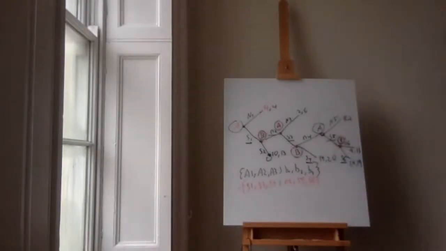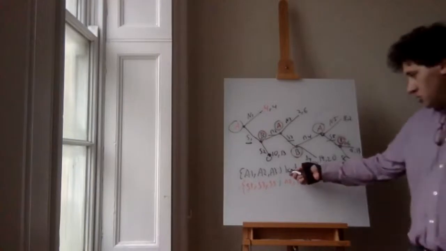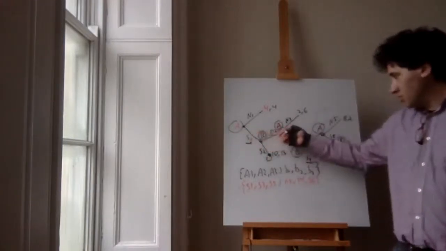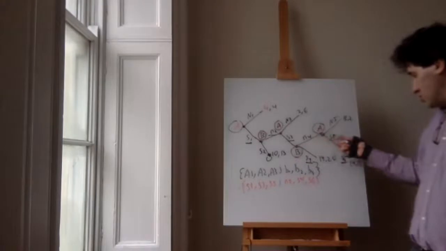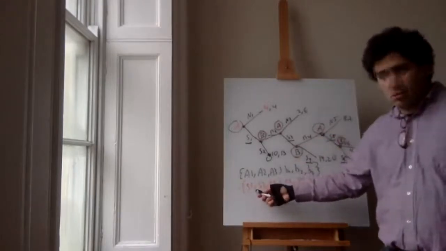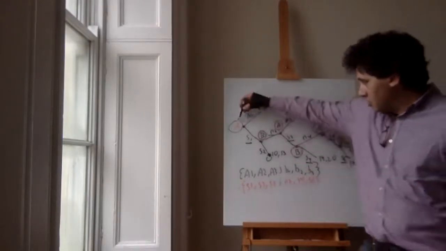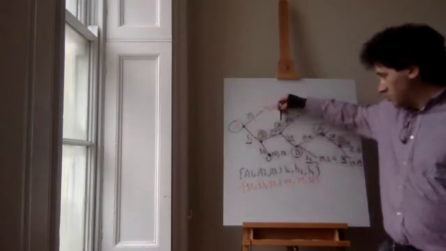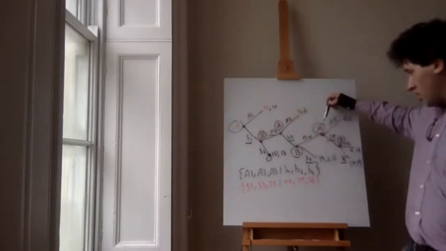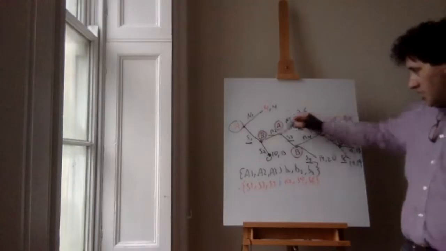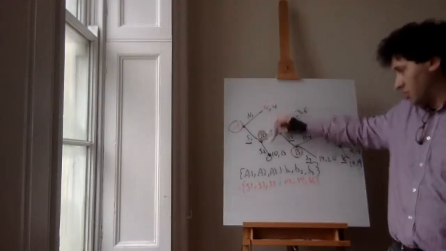First of all, does this specify a complete contingent plan? Well, yes, it does. And you see, in every possible place where a player has the move, this is telling him or her what to do. So A has the move here. Does it tell her what to do? Yes. A has the move here. Does it tell her what to do? Yes. A has the move here. Does it tell her what to do? Yes. B could have the move here. Does it tell him what to do?